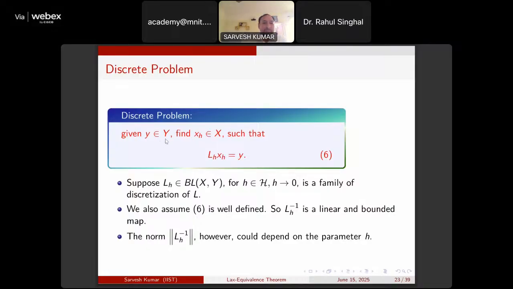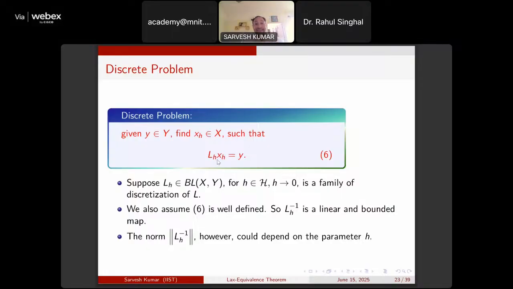So the discrete problem is: given y in Y, find x_h in X. We'll see that also. But I told you we have to cut the degrees of freedom here. This is again infinite dimensional, so we'll see what difficulty we'll face there. So find x_h in X such that this satisfies this. Okay, this is what it is.